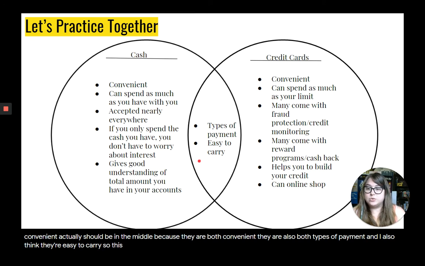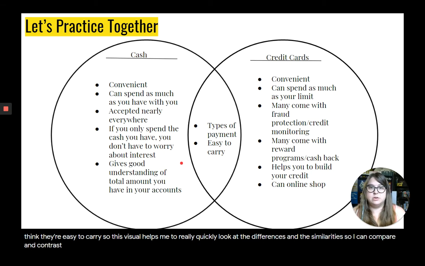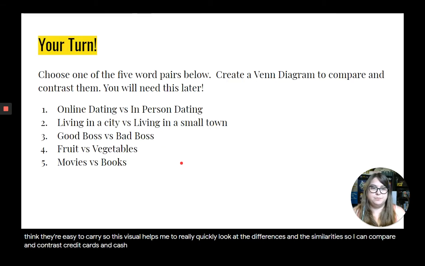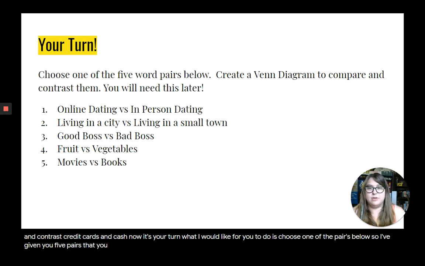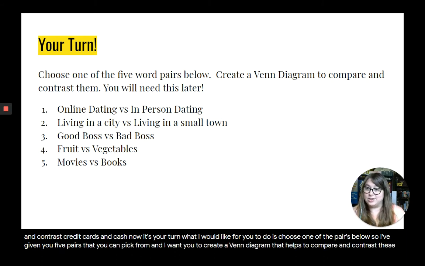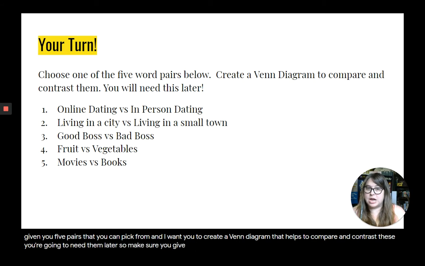So this visual helps me to really quickly look at the differences and the similarities so I can compare and contrast credit cards and cash. Now it's your turn. What I would like for you to do is choose one of the pairs below. I've given you 5 pairs that you can pick from, and I want you to create a Venn diagram that helps to compare and contrast these. You're going to need them later, so make sure you give these a try.